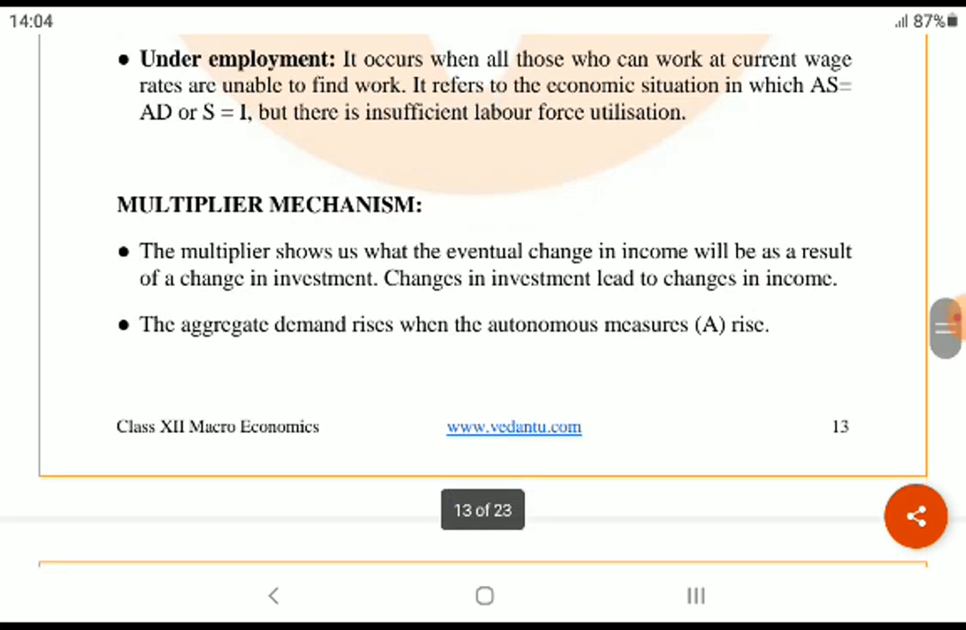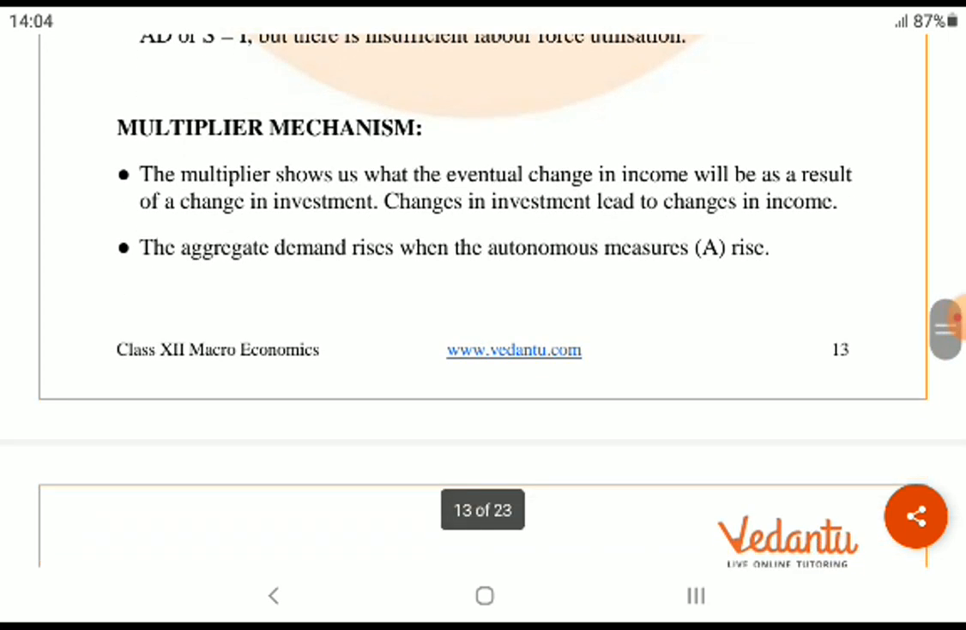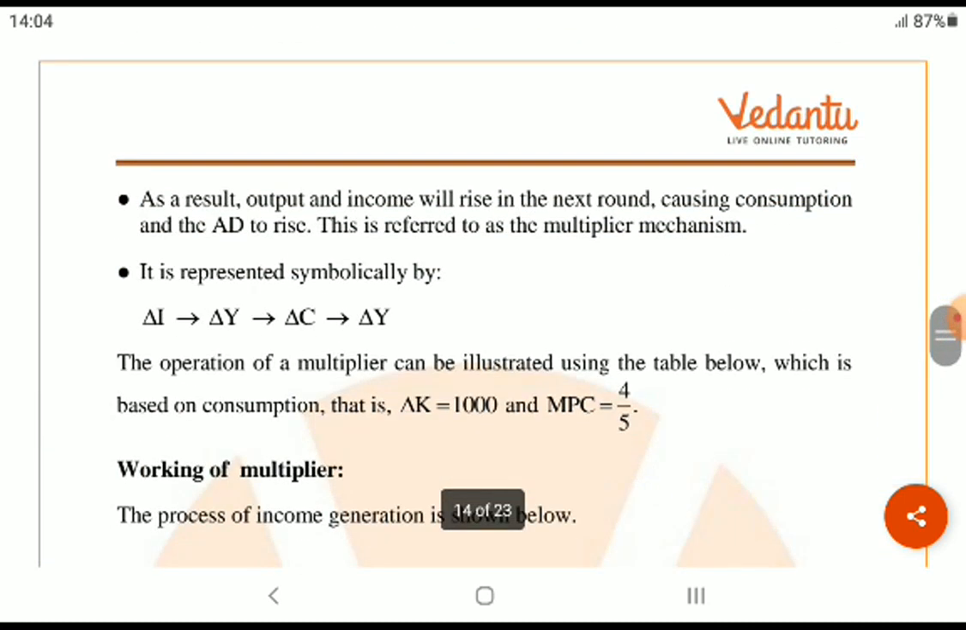Next is the multiplier mechanism. The multiplier shows us what the eventual change in income will be as a result of a change in investment. Changes in investment lead to changes in income. The aggregate demand rises when the autonomous expenditure A rises. As a result, output and income will rise in the next round, causing consumption and AD to rise. This is referred to as the multiplier mechanism. It is represented symbolically by delta I, delta Y, delta C, delta Y.